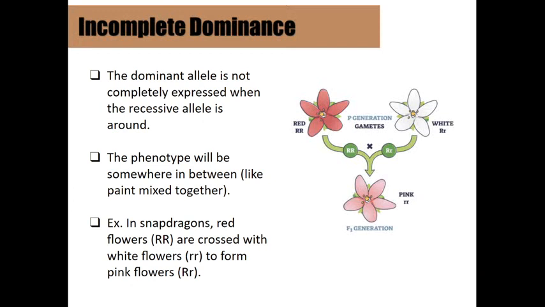So, incomplete dominance. The dominant allele is not always completely expressed when the recessive allele is around. So the phenotype will be somewhere in between, like paint mixed together. An example of this is in snapdragons. A red flower, capital R, is crossed with a white flower, which is little r. This cross will form pink flowers, which would be big R, little r. So incomplete dominance is when you have the two alleles, but one is not completely dominant over the other.